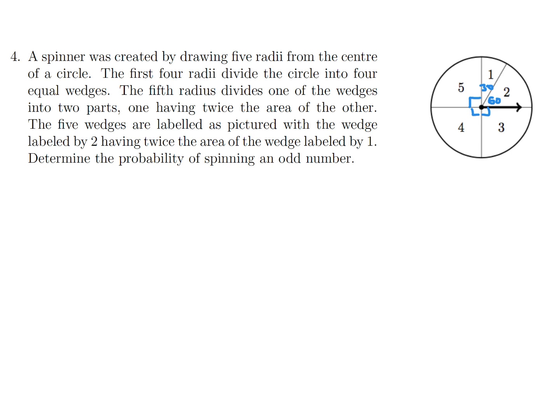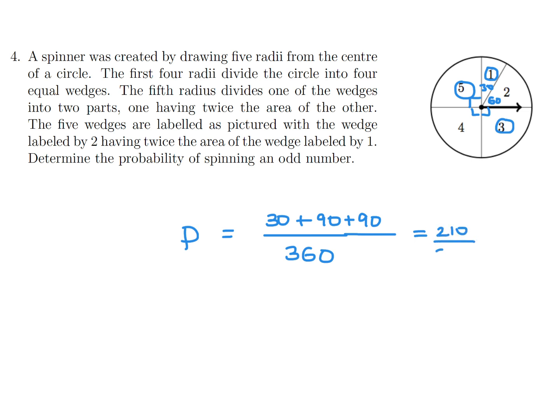So the probability of spinning an odd number, so odd number is either 1, 3, or 5. So the probability would be, the total is 360 degrees all the way around, but the probability of a 1 is 30 degrees. To getting the 3 is 90 degrees, and to get the 5 is also 90 degrees. So that looks to me like 210 over 360, and that's 21 over 36. And I think we can go a little bit further, 7 over 12. I think that's in lowest terms.